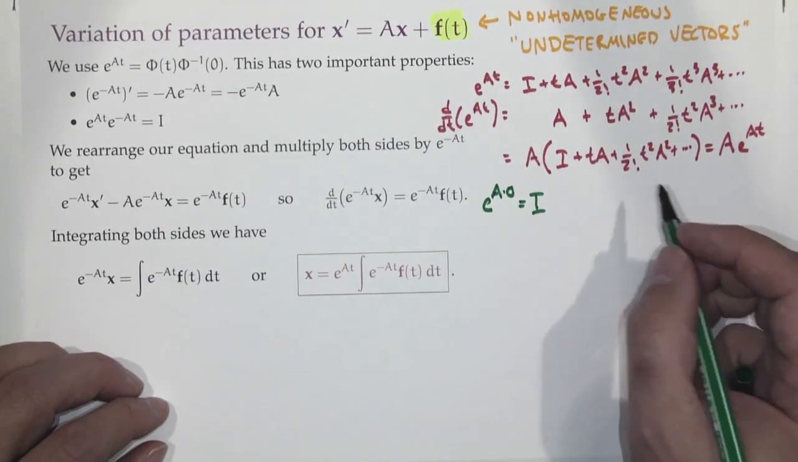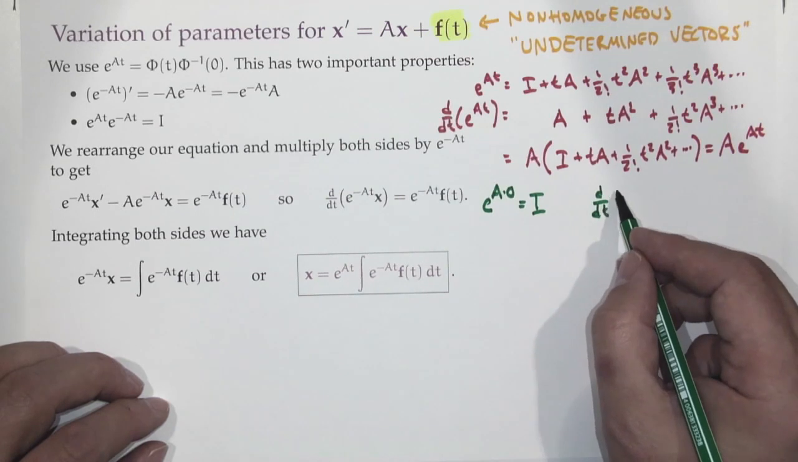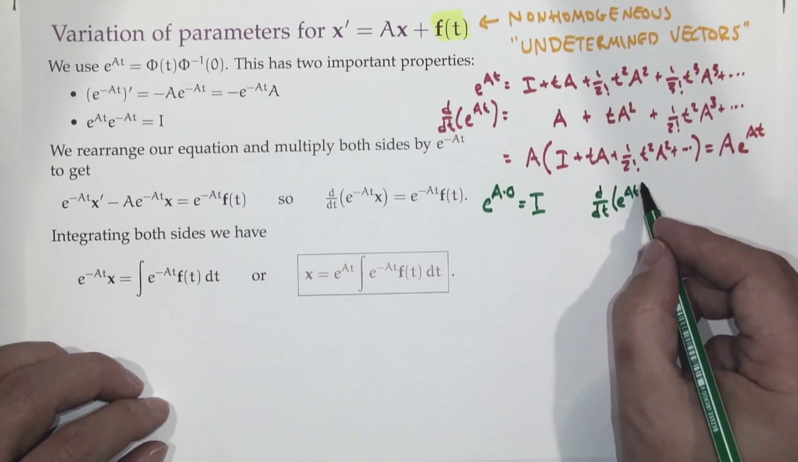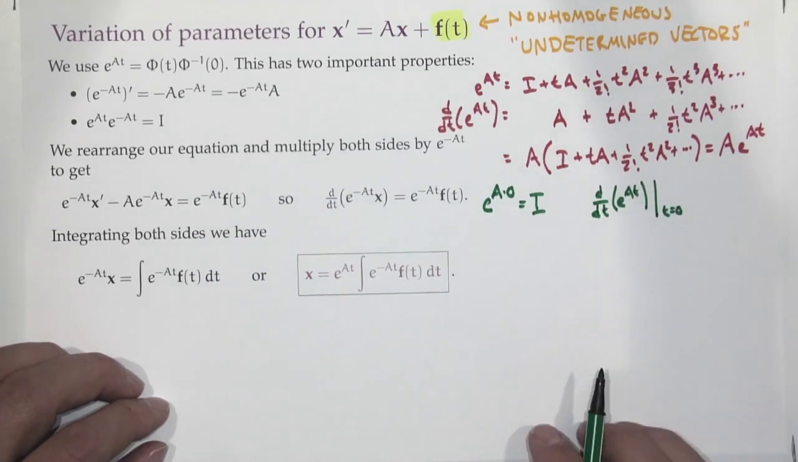Now, imagine that we took the derivative of e to the At, and then, after we took that derivative, we plugged in 0. What would we get?